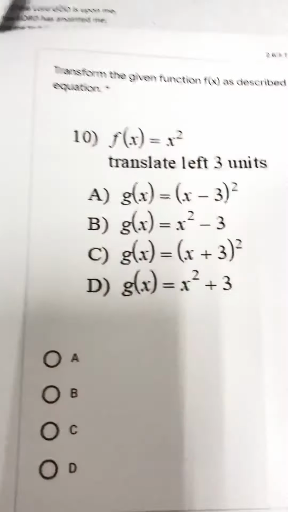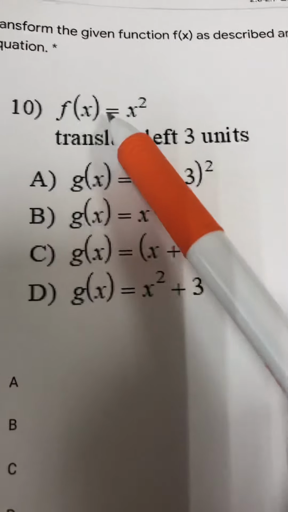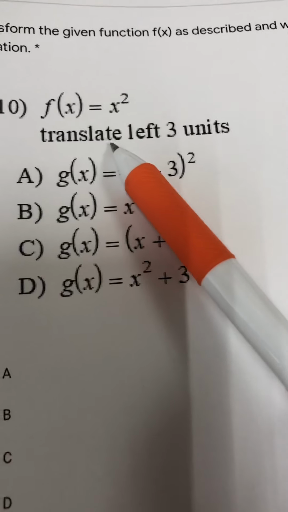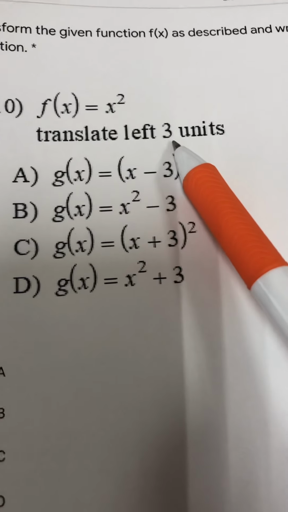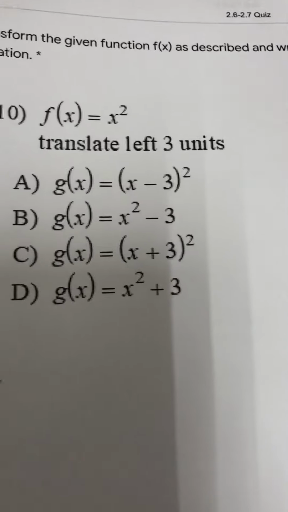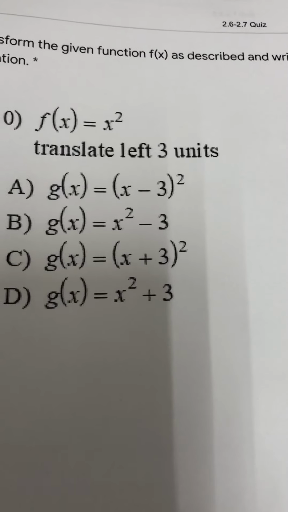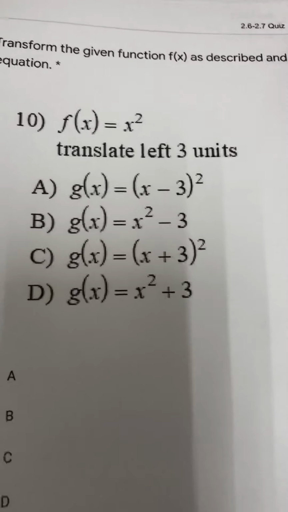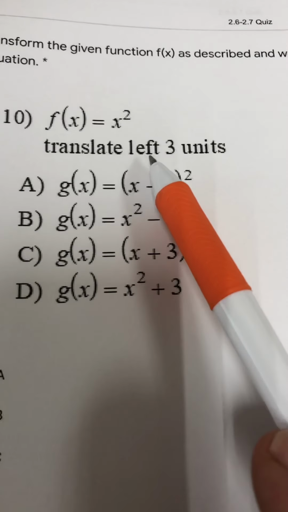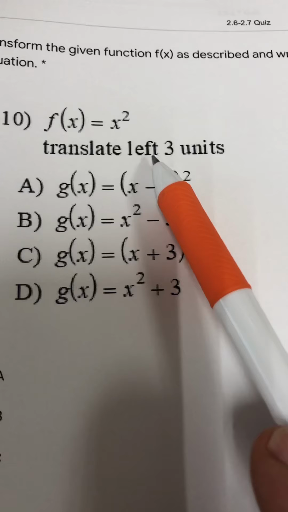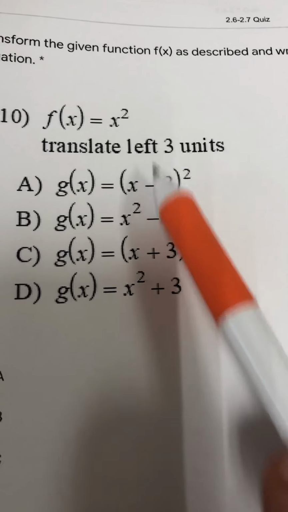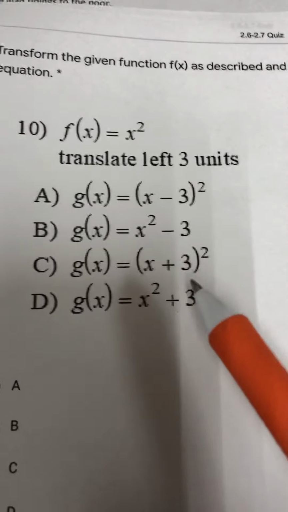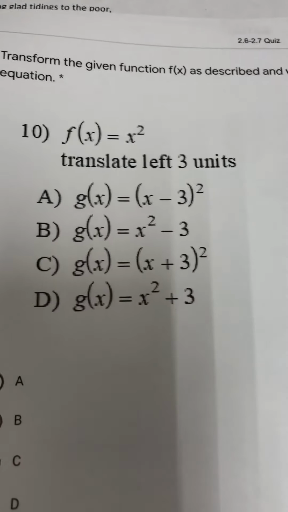Number 10, the parent function is x squared. Which one of these would show a translate left 3 units? Okay, so remember where that goes. Think about some of the previous ones you've already done and some of the clues I've given. That should give you enough information to see which one of these is going to mean you're going left 3 units. So you have A, B, C, or D there.